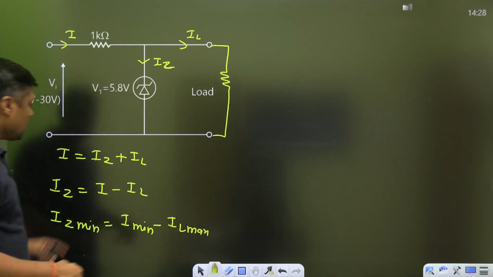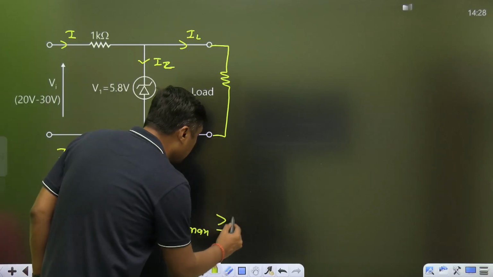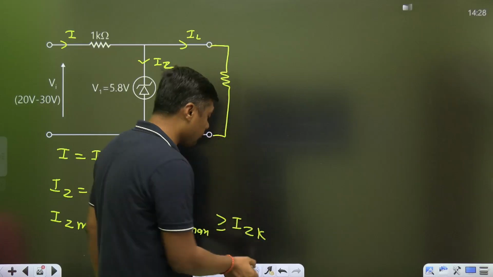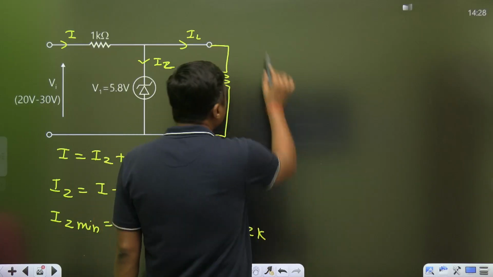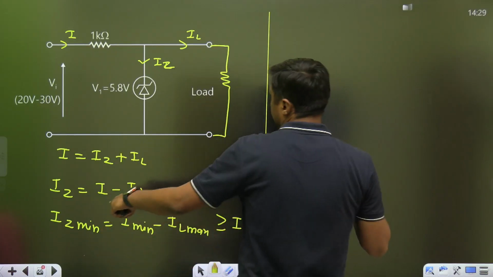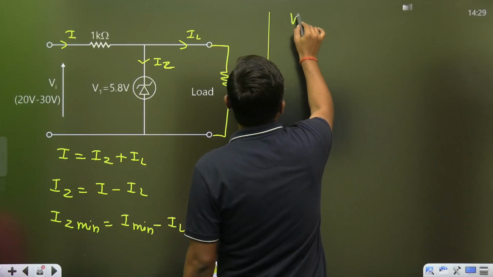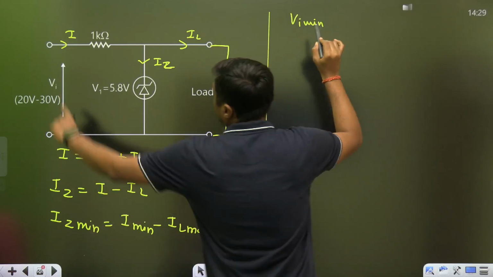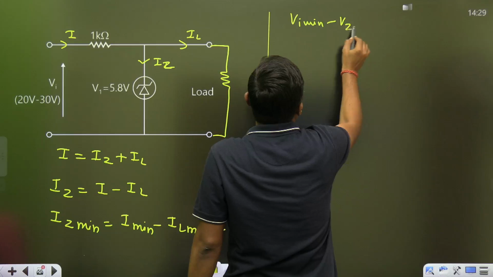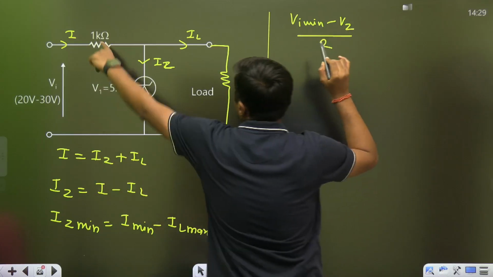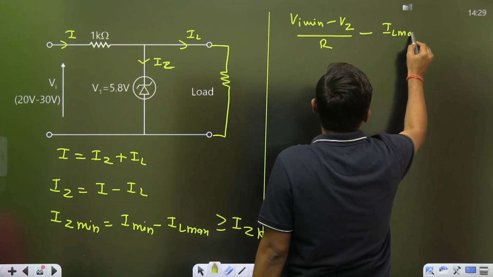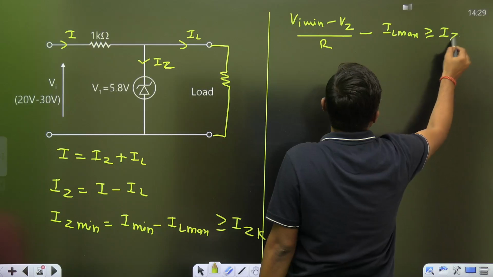Then what is the I minimum? And that should be greater than or equal to what? IZK, because Zener diode should remain in breakdown region for satisfactory operation. You have to satisfy this condition. Then this is I minimum. What is the I minimum? This is the Vi minimum minus Vz, this is the V output, upon Rs. This is the R series resistance. Minus, you have to find the IL maximum. That should be greater than or equal to IZK.